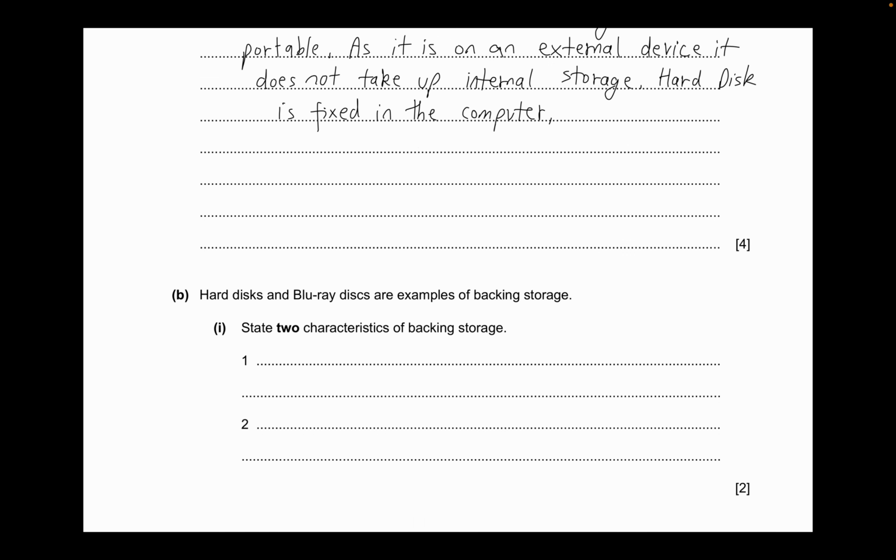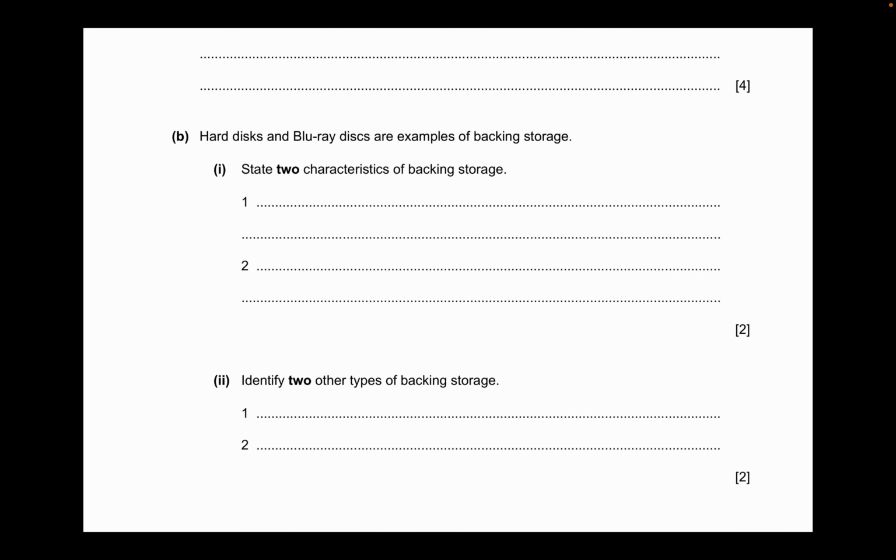Okay, next question. Hard disks and Blu-ray discs are examples of backing storage. State 2 characteristics of backing storage. Backing storage is non-volatile, meaning it cannot be lost, and it means that it stores data permanently.